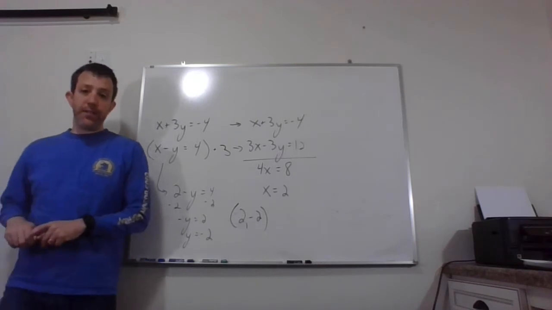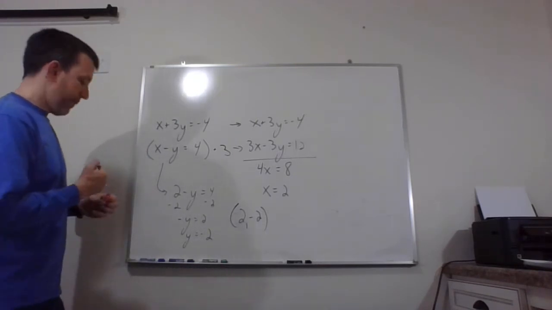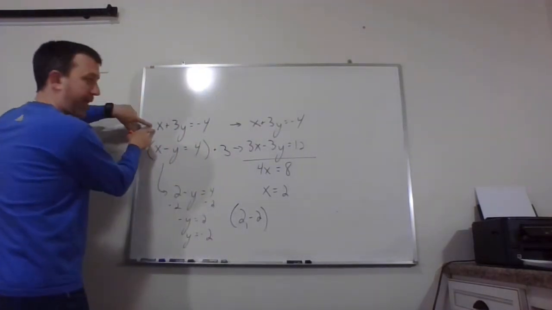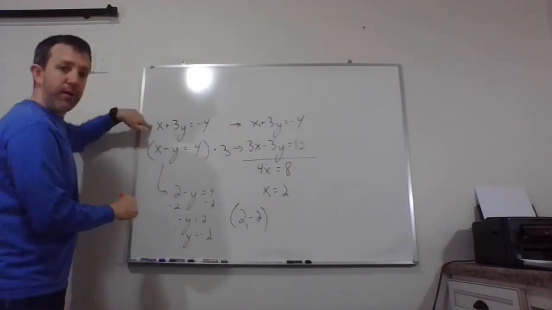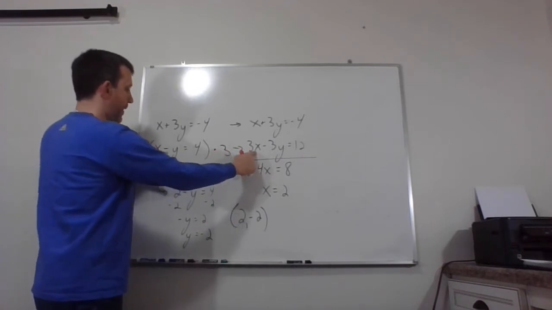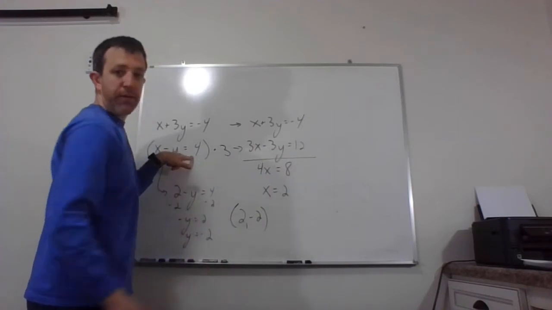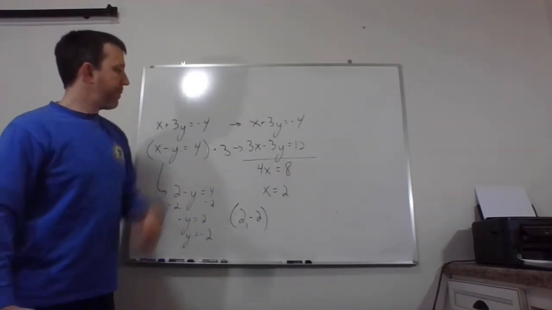If you just do the y's, it's all going to fall apart on you. So I multiplied everything here by 3. So I brought my equations over now. I didn't do anything to this one, so I still have x plus 3y equals negative 4. But I did multiply this one by 3. X times 3 is 3x. Negative y times 3 is a minus 3y. 4 times 3 is 12. Okay, so I multiplied it, and now we have opposites.